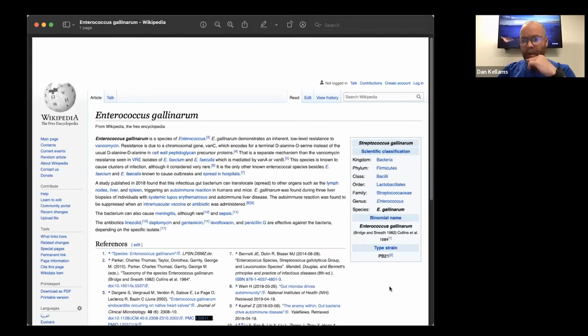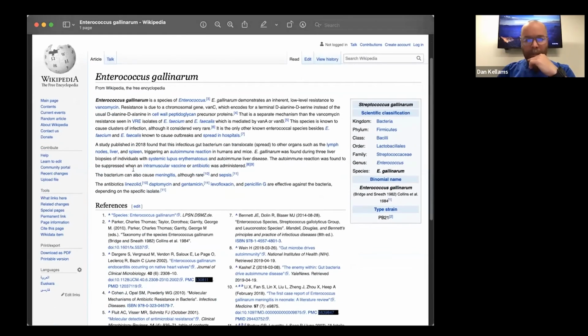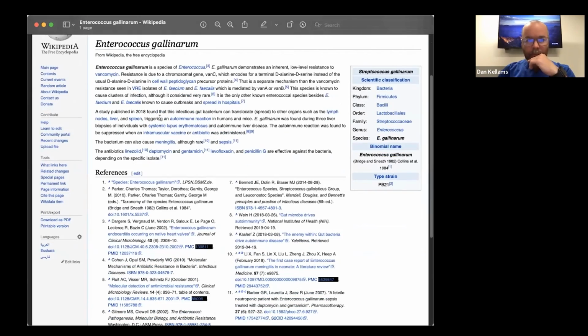So another one that we've been seeing quite a bit is Enterococcus gallinarum. And you also see Streptococcus gallolyticus. They're both not good. They both create an immune response. Gallinarum has actually been associated with some autoimmunity. This is from Wikipedia. You can see it can trigger an autoimmune response.